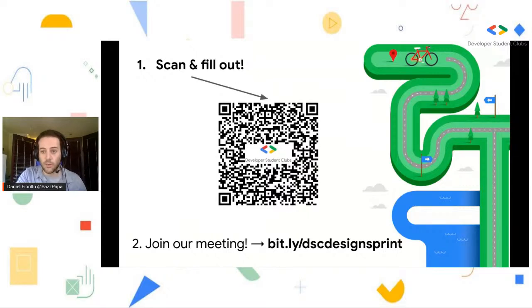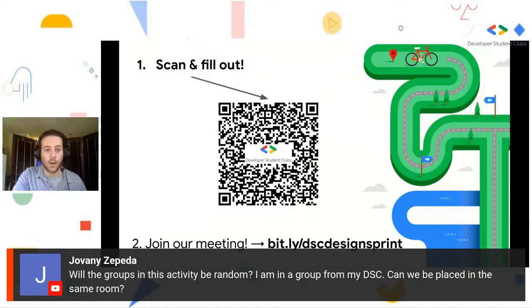While we wait, we also have a question here. Will the groups in this activity be random? I'm in a group from my DSC. Can we be placed in the same room? It's a great question. Yeah, if you would like that, we can definitely make that a reality. I don't have a slot for that on the form, but if you could just put a specific number next to your name, like the number 1, so I can see all of y'all can be put in the same group, that'd be great.